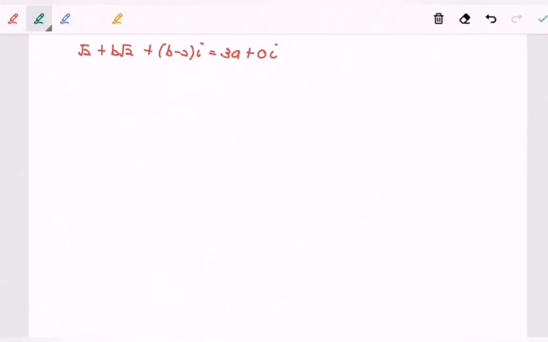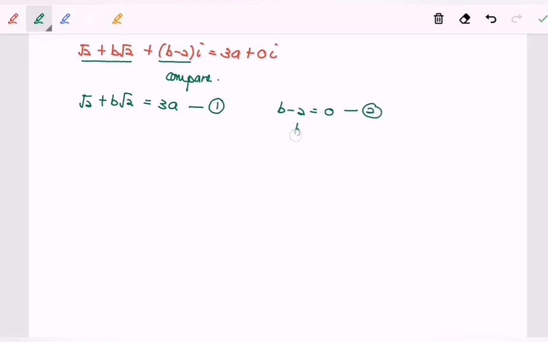Now let's move on to the second part. As we can see, now we have two parts. For the left hand side, we have a real part. For the right hand side, we have an imaginary part. So what we can do is to compare. So we have √2 + b√2 equals 3a, and I name it equation 1. For the second part, b − 2 equals 0, and I name it equation 2. So finally, b equals 2.